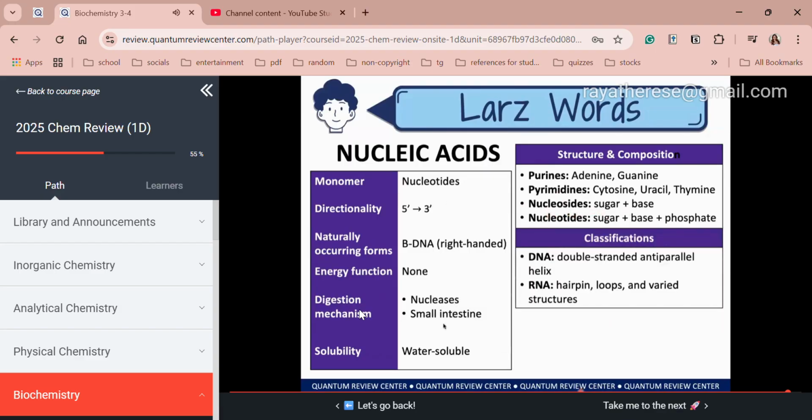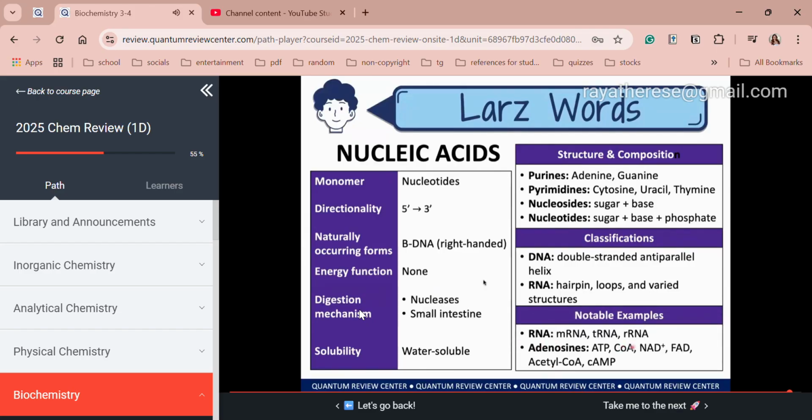Okay? So next, we have your classification, DNA and RNA. Recall, DNA, static function, RNA, dynamic function. DNA, more stable, RNA, less stable because of its single-stranded structure. Okay? And notable examples that we discussed for RNA, the 3 RNA molecules that participate in your central dogma, and of course, the adenosines. Those molecules that have adenosines in their structure, like your ATP, CoA, NAD+, FAD, acetyl-CoA, and cyclic AMP.